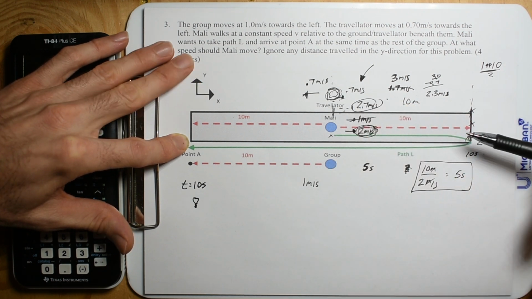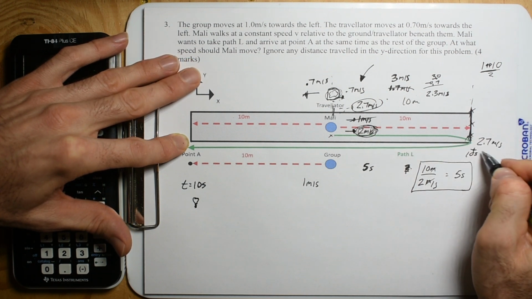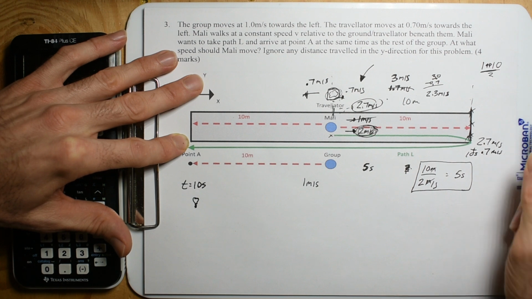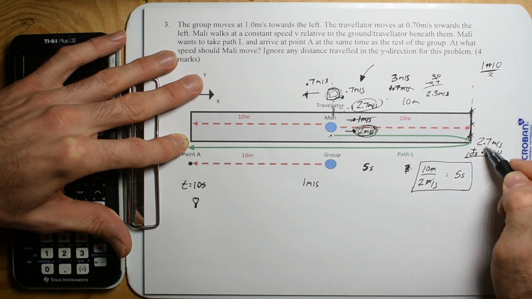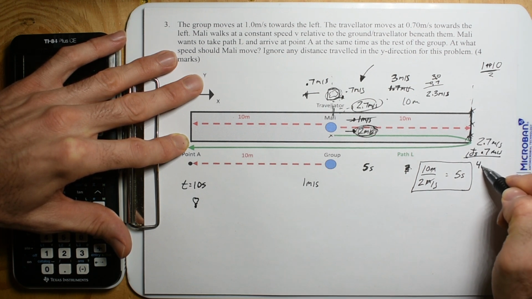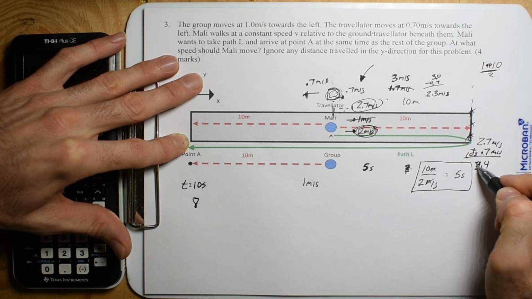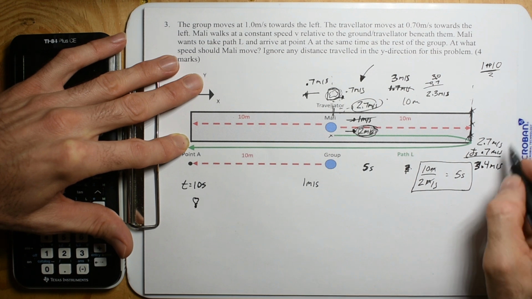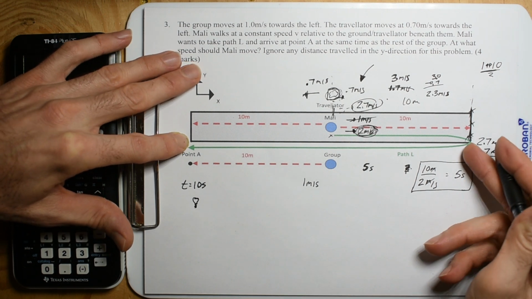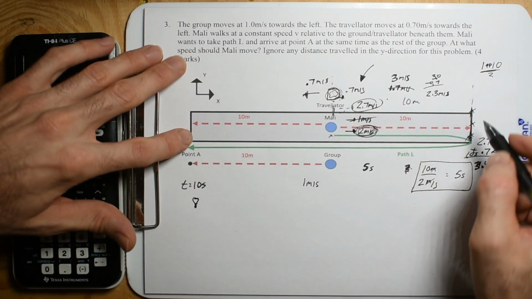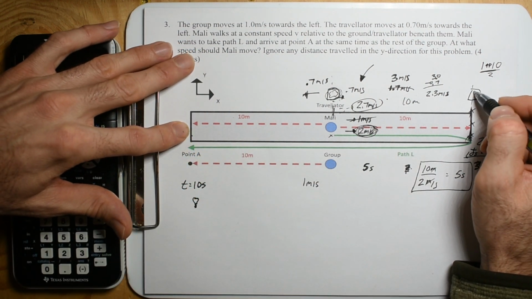But now the travelator is helping him. So now his speed is increasing by 0.7 meters per second, and so his total speed is 4.4. Did I get that right? No, 3.4. Sorry about that. It is 3.4 meters per second. And that's the relative speed, basically relative to this new painting.